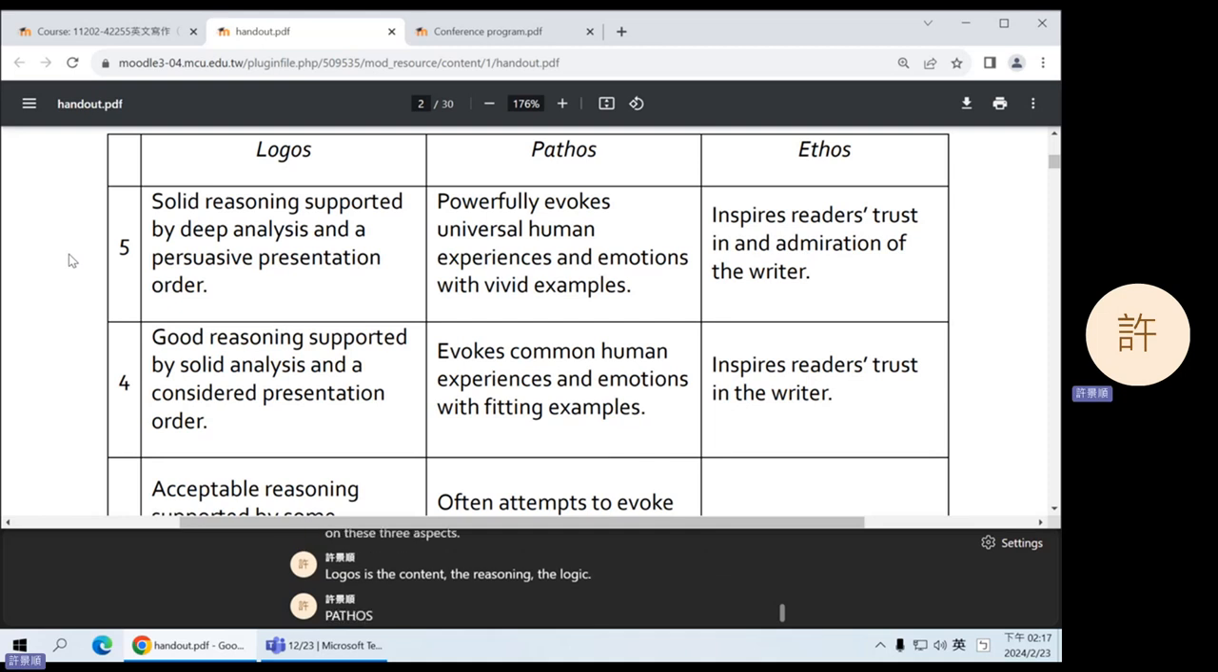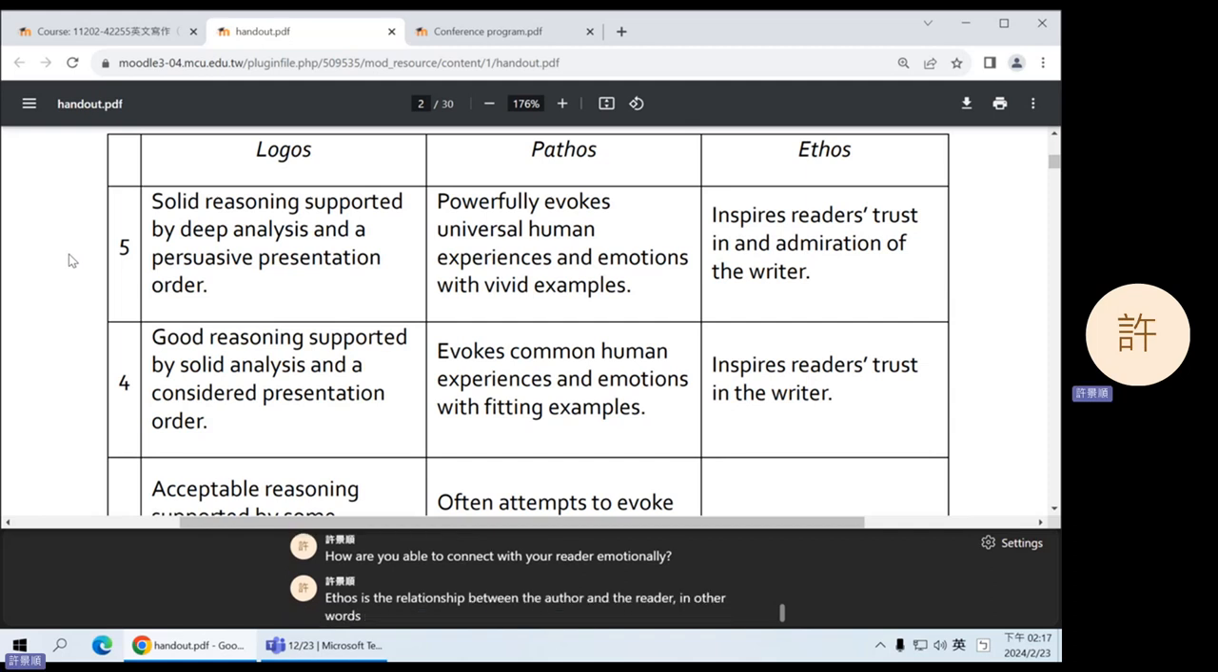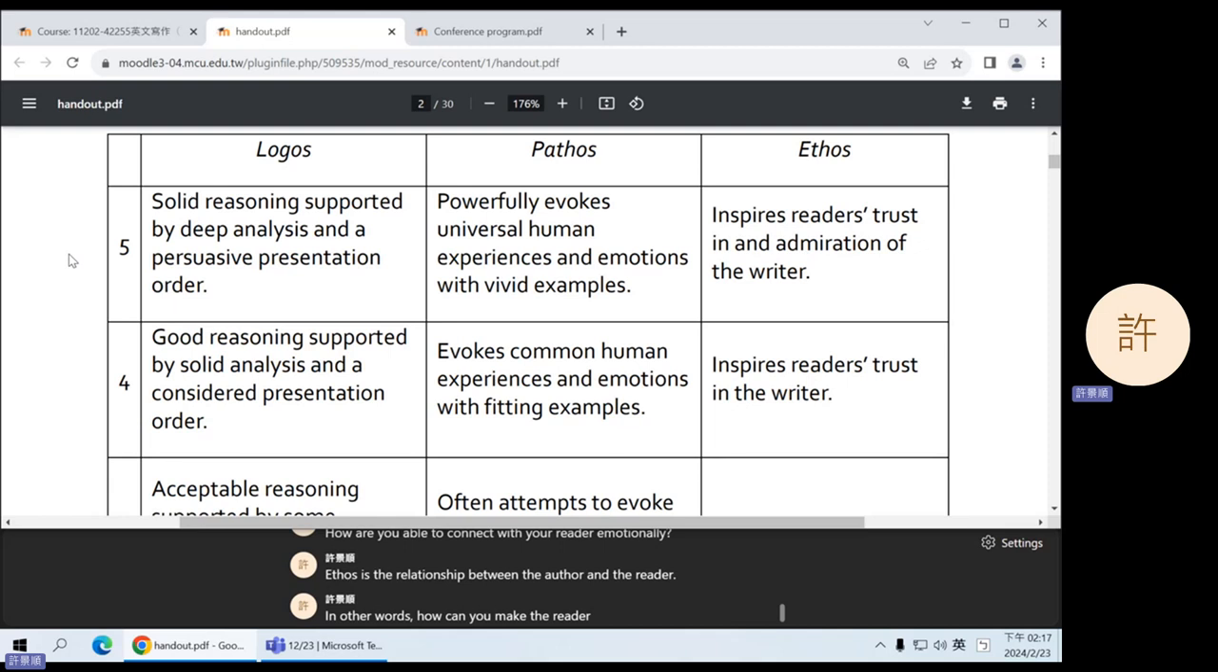Pathos is the emotion. How are you able to connect with your reader emotionally? Ethos is the relationship between the author and the reader. In other words, how can you make the reader trust you? How can you make the reader want to keep reading and actually believe what you say?